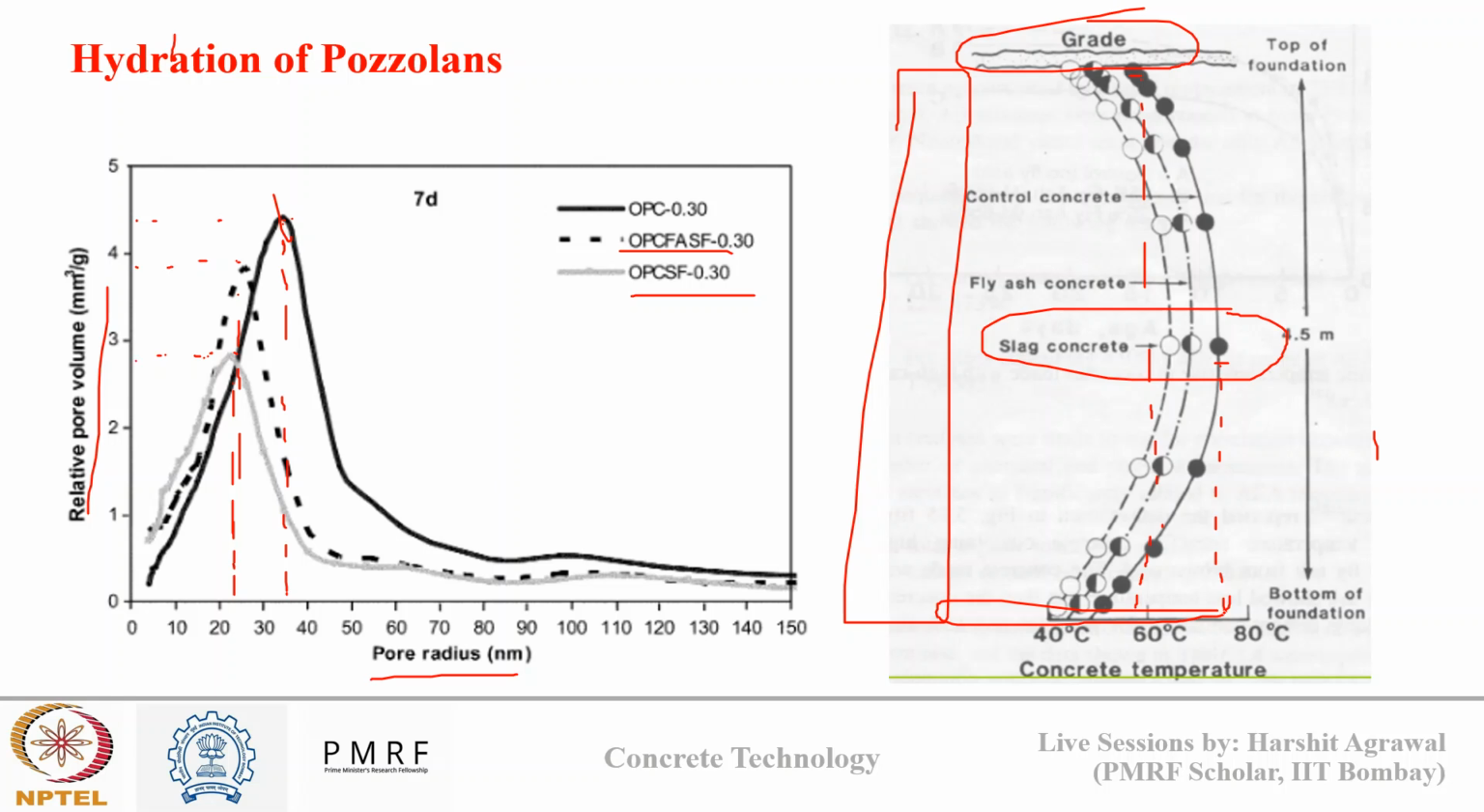Now when GGBFS and fly ash are used, you can see with the addition of fly ash and slag there is a reduction in the heat of hydration, a reduction in the thermal gradient between inside and outside. This shows that the reaction rate with the addition of SCM is slow, which has reduced the heat of hydration and the thermal gradient between inside and outside. So this is how a pozzolanic reaction, being slow in nature, reduces the heat of hydration.